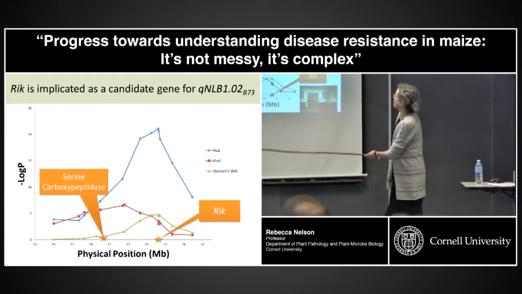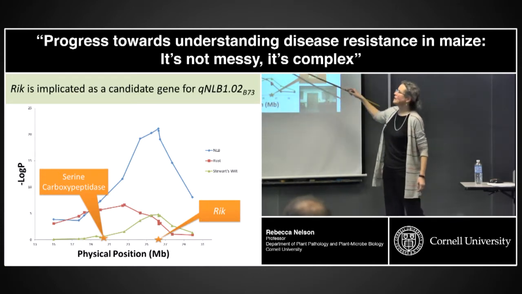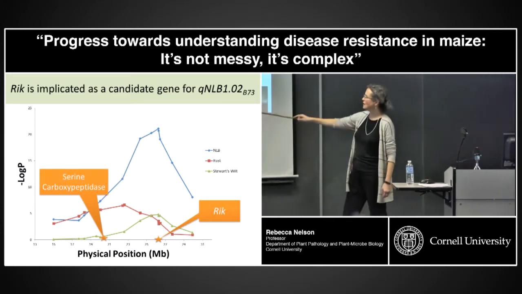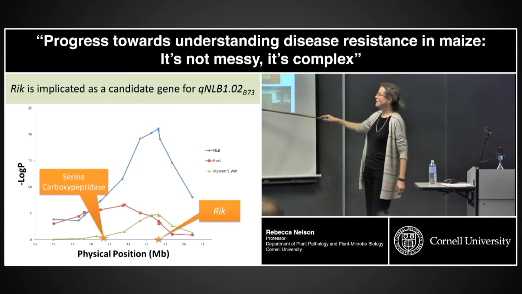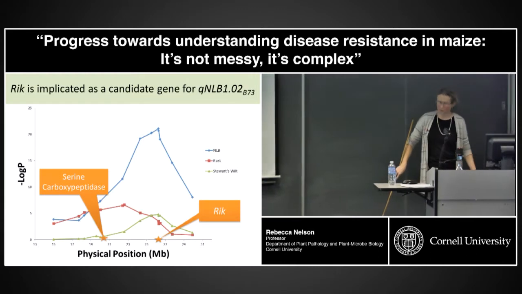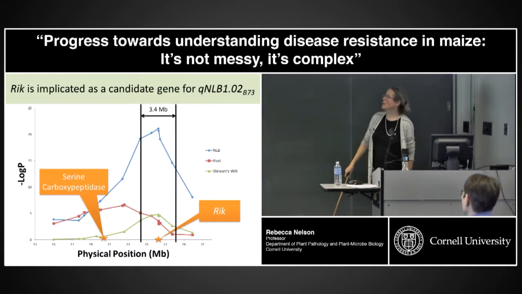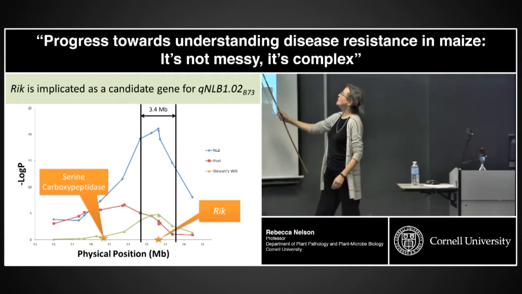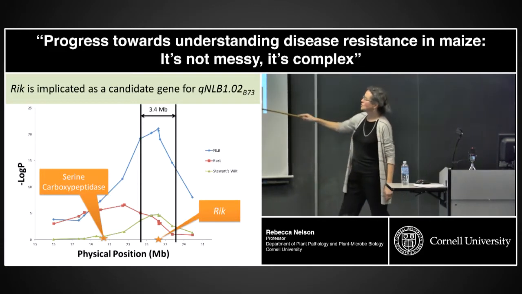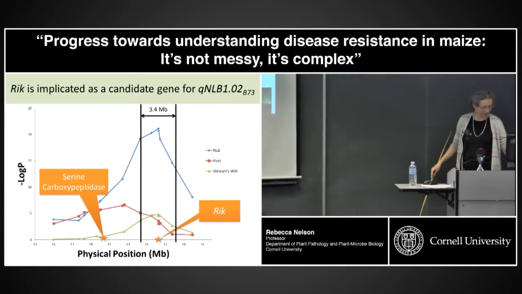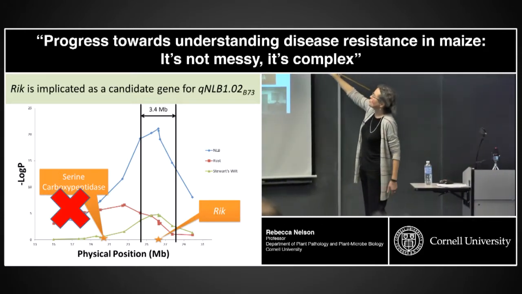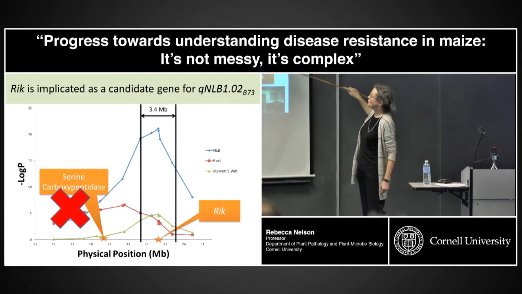Now, from the nested association mapping, there was an association hit at a serine carboxypeptidase gene here. And then from the diversity panel, there was an association with this gene called RIC here. So then a couple of years ago from her field season, Tiffany was able to reduce the fine mapping interval to the 3.4 megabase area, which eliminated the serine carboxypeptidase from candidacy, and left RIC right under the peak for the northern leaf blight effect and for the Stewart's wilt effect.